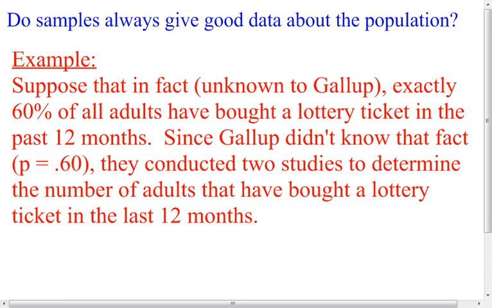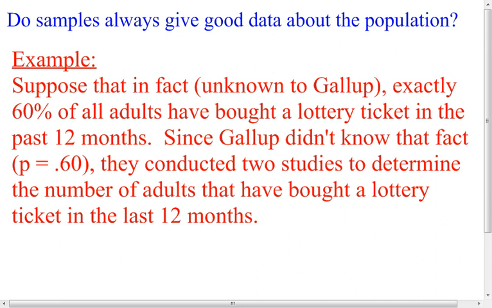Okay, do samples always give us good data about a population? And we'll talk about this in general. But suppose that in fact, unknown to Gallup, you've probably heard the word Gallup. They publish a lot of polls that they do. But anyways, unknown to Gallup, exactly 60% of all adults have bought a lottery ticket in the past 12 months. Since Gallup didn't know that fact, they conducted two studies to determine the number of adults that have actually bought a lottery ticket in the last 12 months.